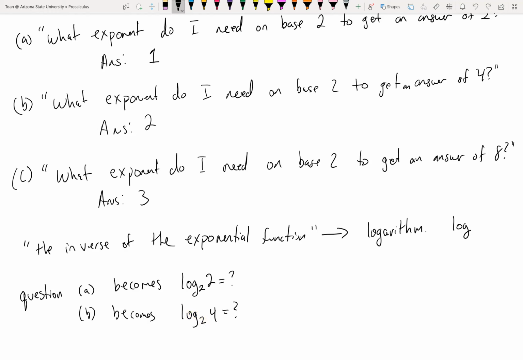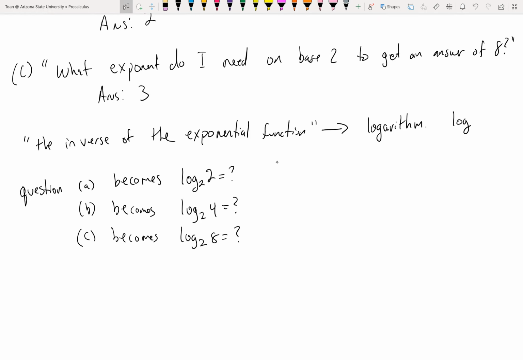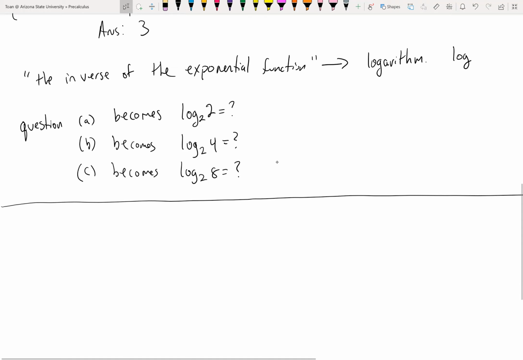And lastly, I can translate letter C. This becomes log base 2 of 8 equals question mark. So in general, the question, what exponent do I need? That's all a log is. And that's it. That's the big mystery. Logs look like high-level fancy math, but the idea is rather simple.